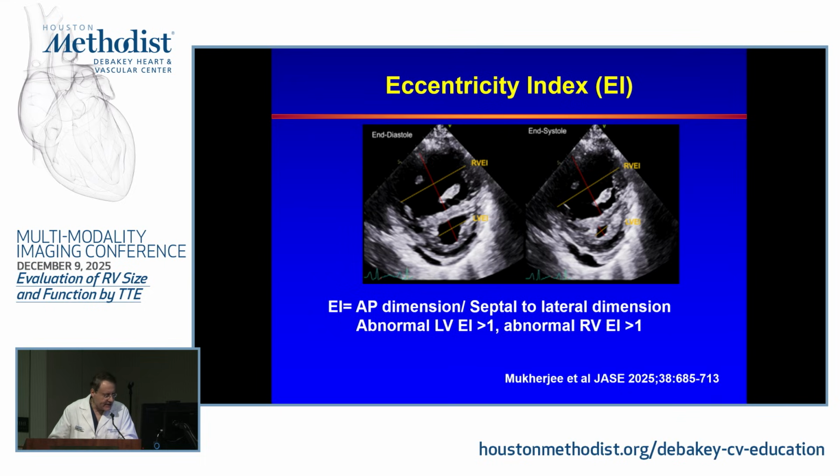What is that index? It's the ratio of the anterior-posterior diameter, that line in yellow, to the septal to lateral diameter shown in red. When the right ventricle increases in size, it pushes the interventricular septum towards the left ventricle, and so the side-to-side measurement becomes less and less. More than 1 or 1.1 is recognized as abnormal.